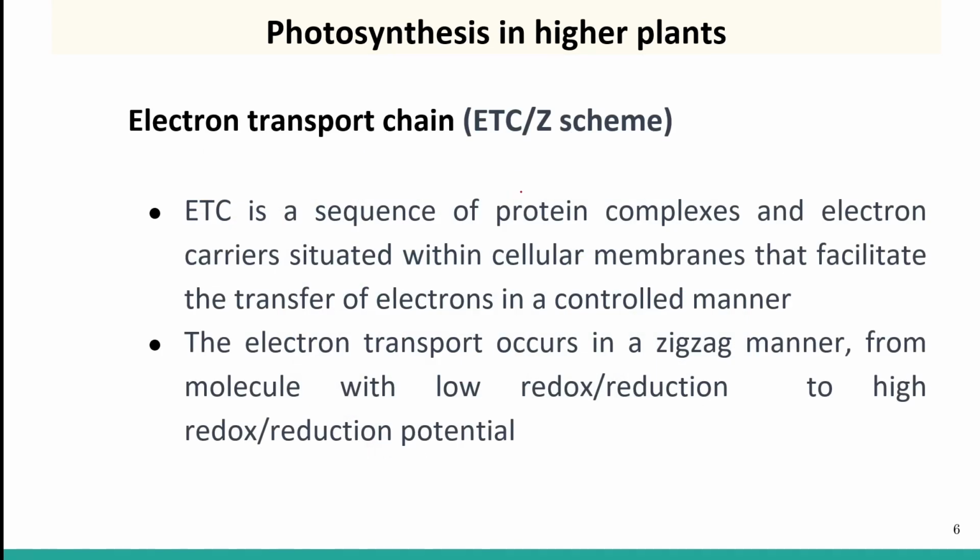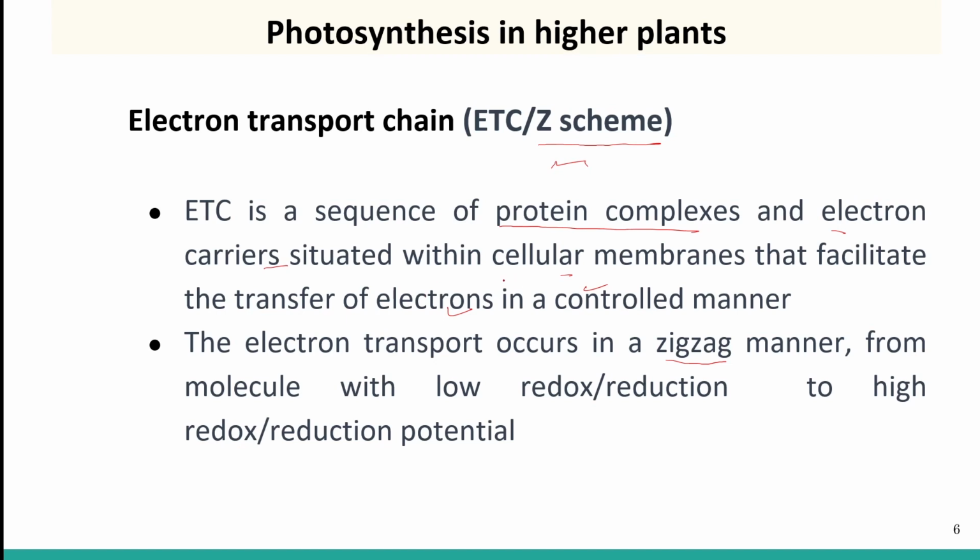Now let us discuss a little bit about the electron transport chain, which we also call the Z scheme, because it is like a zigzag. The electron transport chain is a sequence of protein complexes and electron carriers situated within the membrane, and they facilitate the transfer of electrons in a controlled manner. This electron transport happens in a zigzag manner, that's why it is known as the Z scheme.